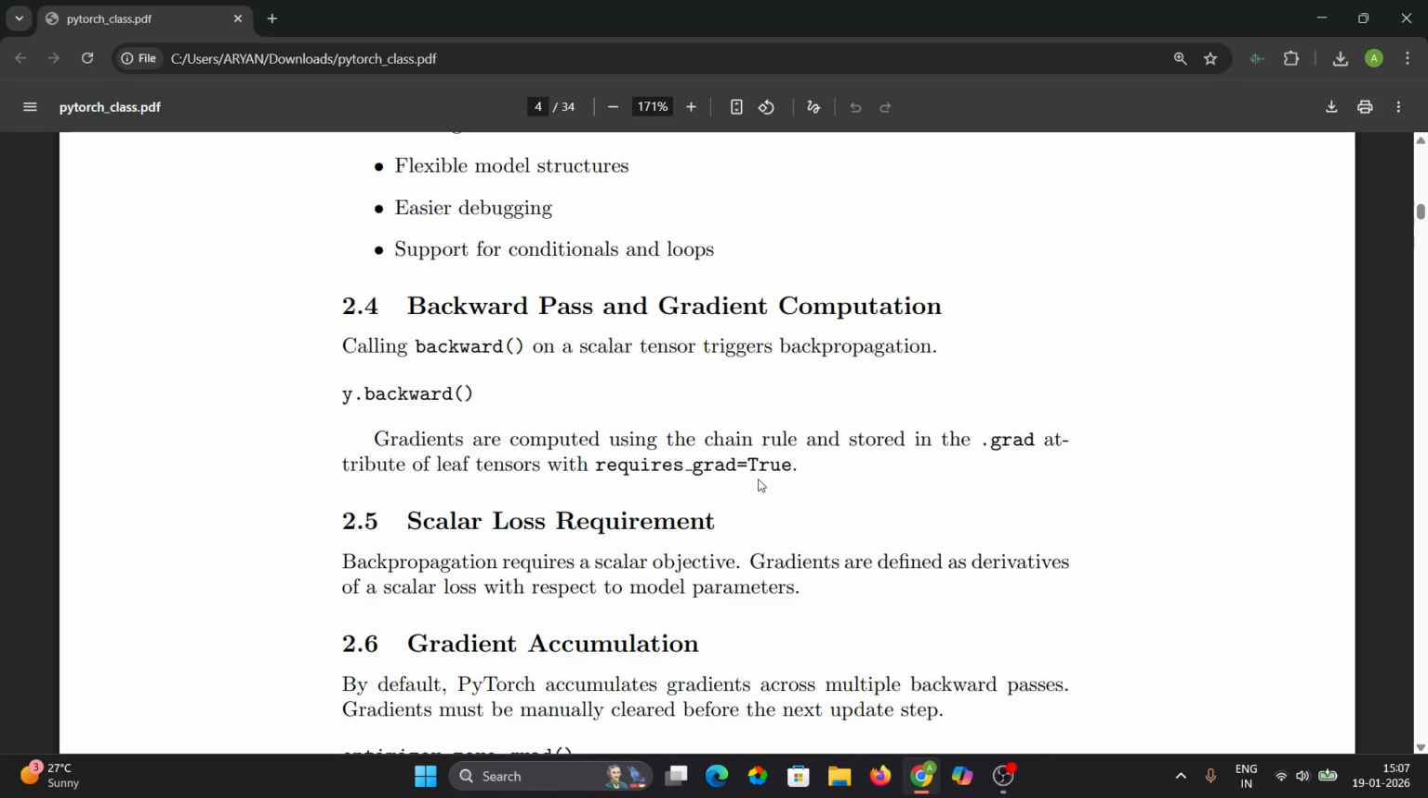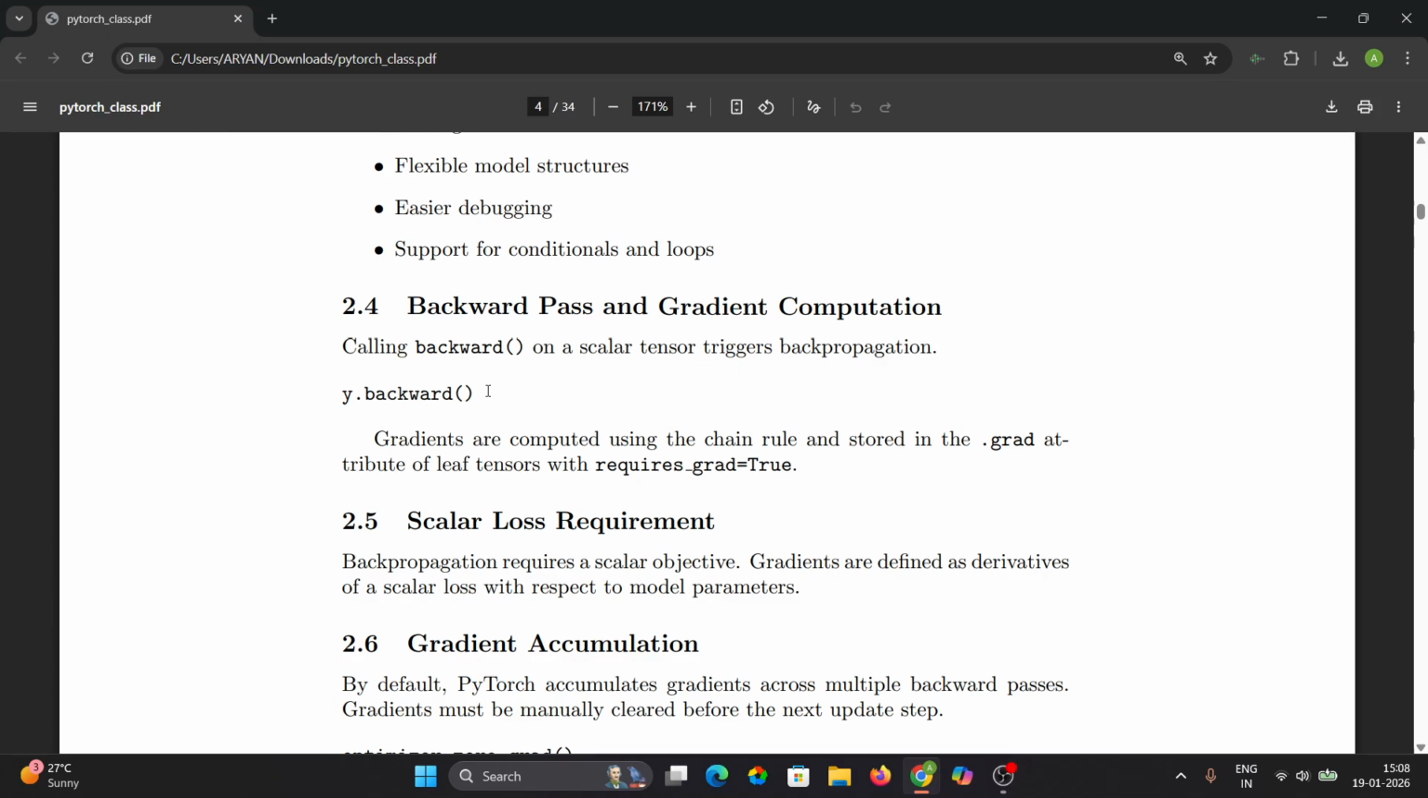Now, what is the backward pass and gradient computation? When we call backward on a scalar tensor, it triggers backpropagation. When you call y.backward(), gradients are computed using the chain rule and stored in the .grad attribute of leaf tensors with requires_grad equals True. I will give examples for all of them; I'm just giving you the overview.